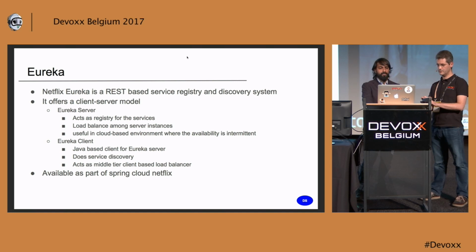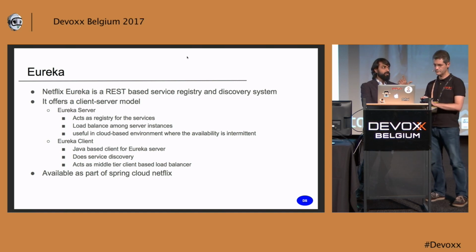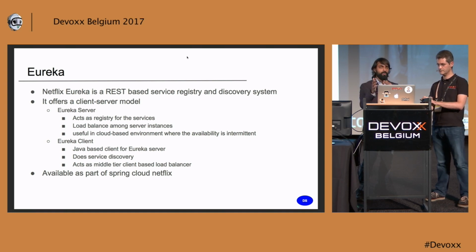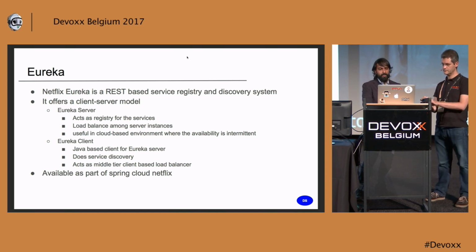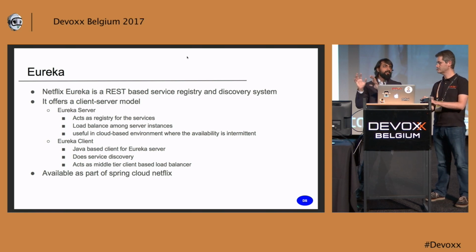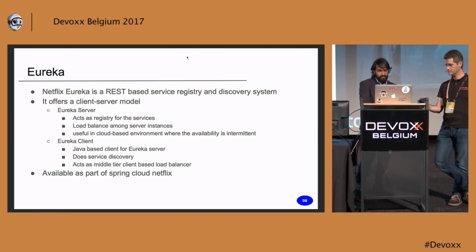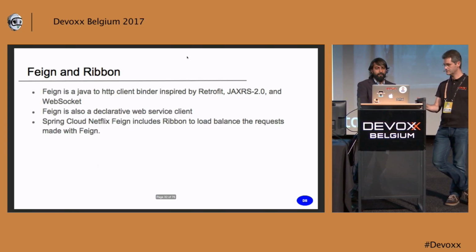There is also Eureka client, which is a Java-based client, which talks to Eureka server. It does service discovery. This is what we use for service discovery in JHipster. It is a middle-tier client-based load balancer, so it load balances your requests as well. So this is also available as part of Spring Cloud Netflix, which is like a Spring wrapper on top of the Netflix part, which also offers a bit more than that with cloud config servers and stuff like that. So which we also use.